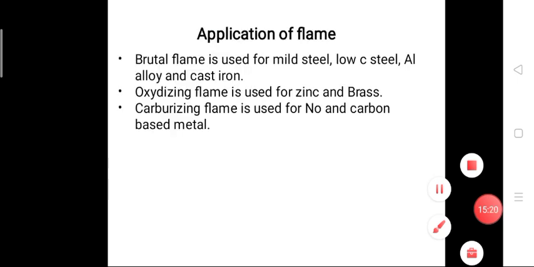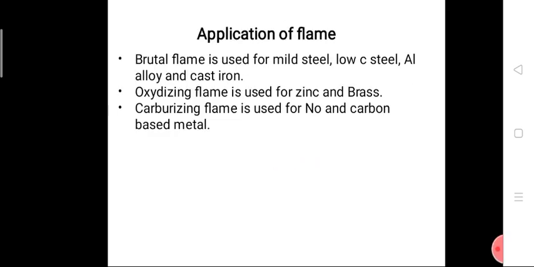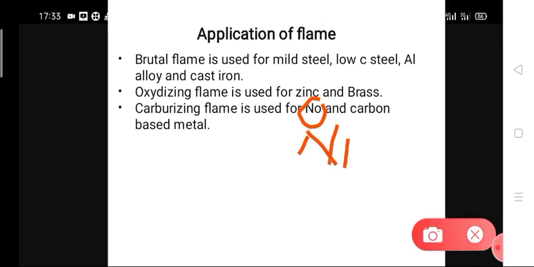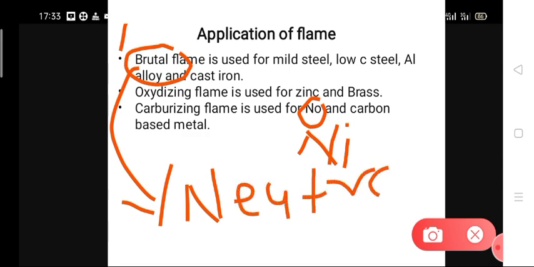Coming to the applications: the neutral flame, which by mistake we have written as brutal flame, is used for mild steel, low carbon steel, alloy and cast iron, and aluminum alloy. The oxidizing flame is used for the welding of zinc and brass. And the last one, the carburizing flame, is used for nickel and carbon based metals.